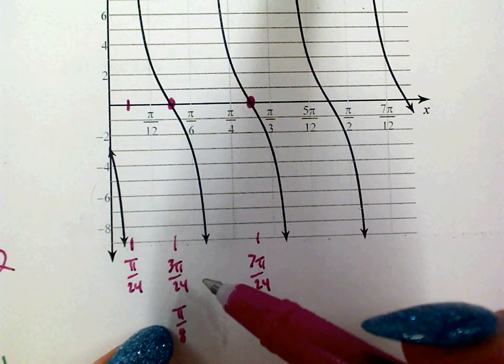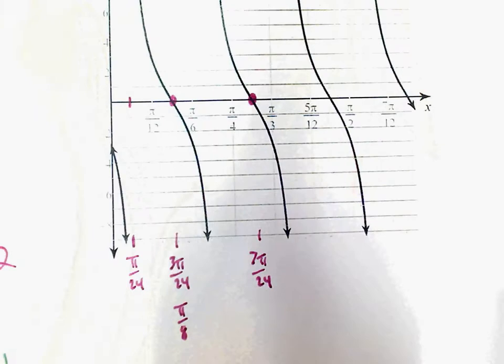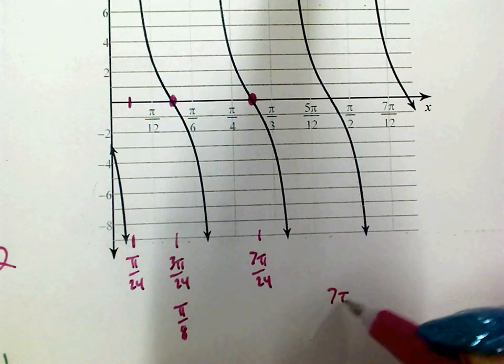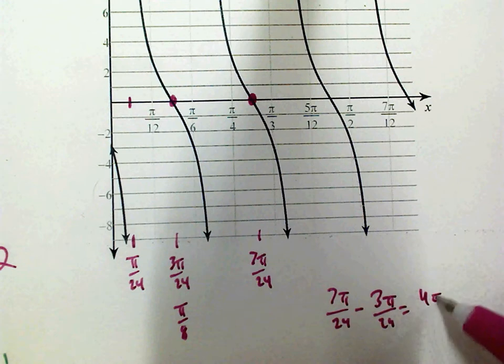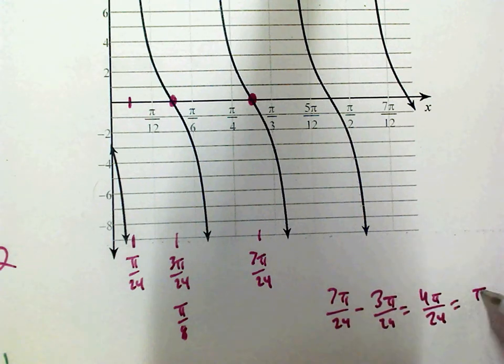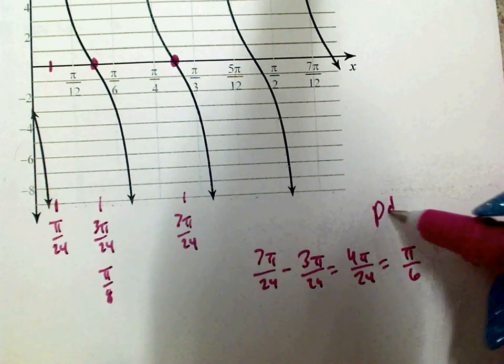Yeah, so if I'm trying to figure out the period, the distance from one to the other, 7/24 minus 3/24 is 4/24, and that is 1/6. So that means my period is pi divided by 6, because that's the distance from point to repeating point.